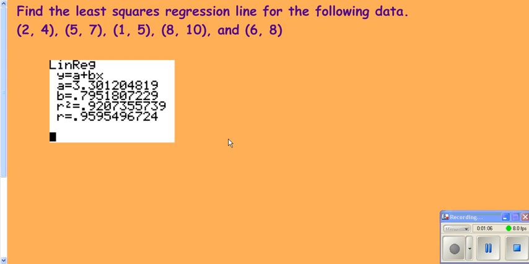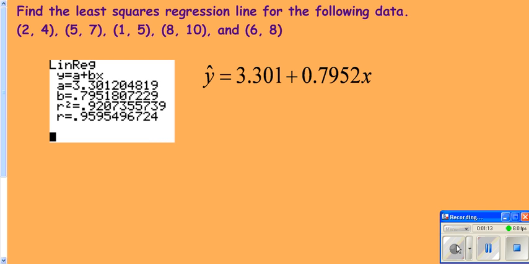You then want to go ahead and substitute in the value of a and substitute in the value of b, and then write your equation. And so then you would go y hat, replacing your a value with the 3.301, replacing your b value with what b is, and then plug in x.